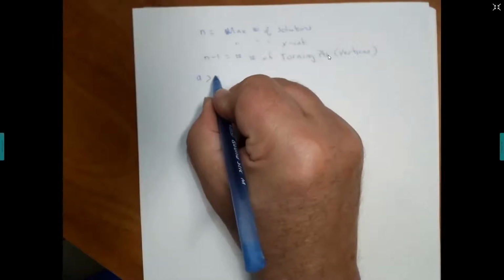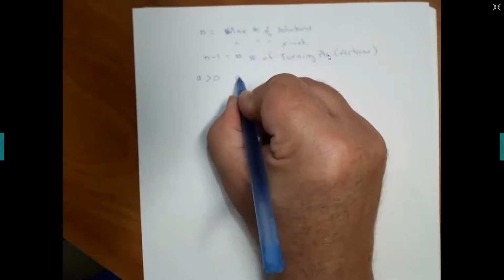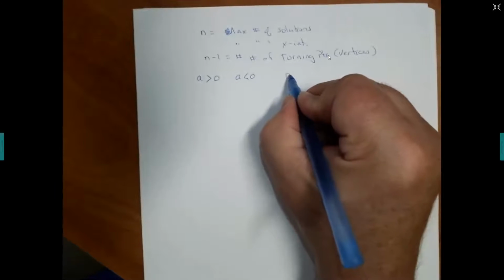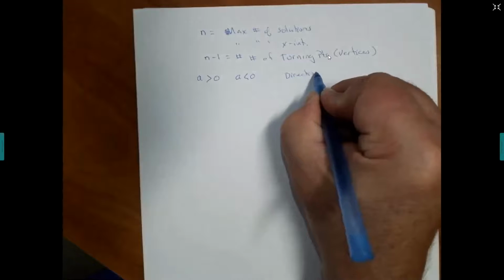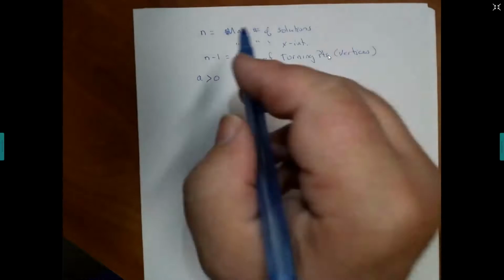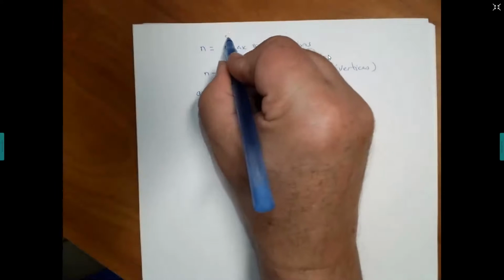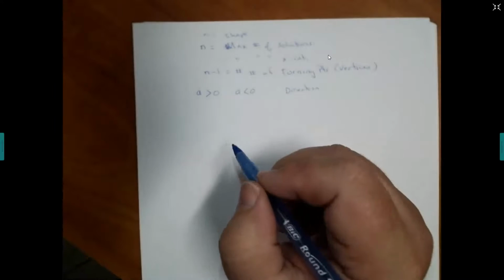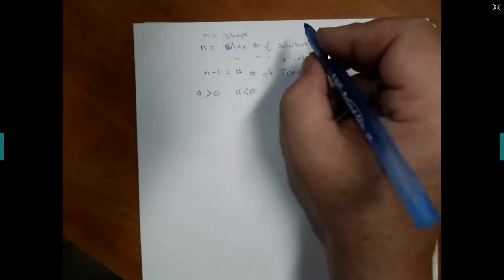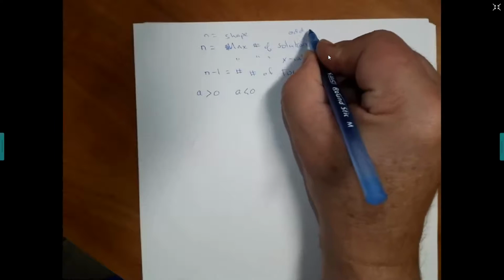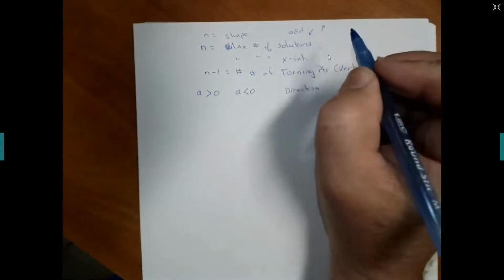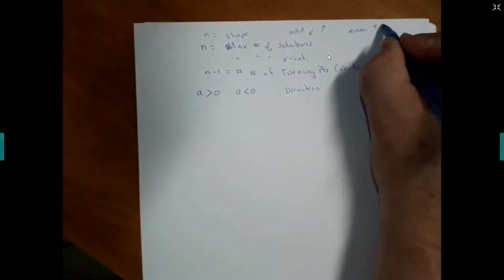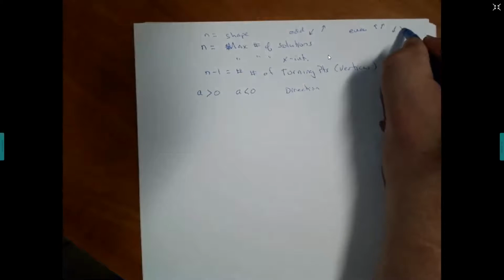If A is positive or A is negative, it tells us the direction. N also tells us the shape. If N is odd, then the end behavior points in different directions. If N is even, then they both either point up or they both point down.